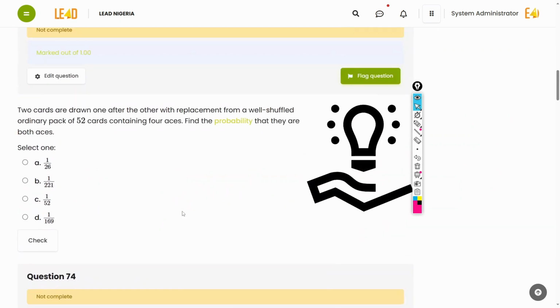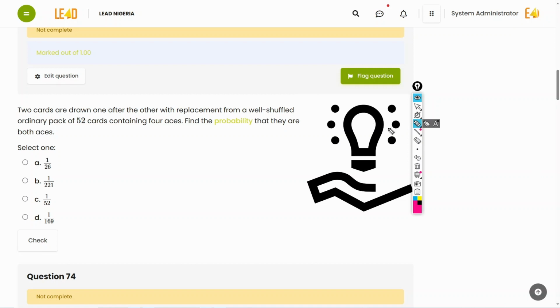That's 72. 73 says 2 cards are drawn one after the other with replacement from a well shuffled ordinary pack of 52 cards containing 4 aces. Find the probability that they are both aces. Okay, so here it is being replaced. That means what they took out, they put back. So the total number of cards remains 52. Total number of aces remains 4.